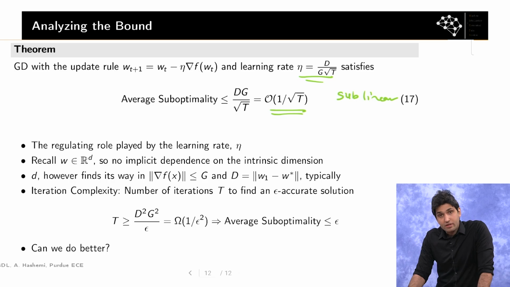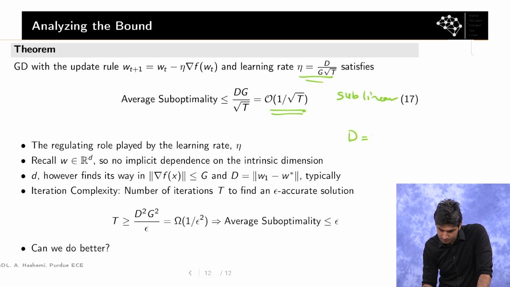One drawback of this step size is that it depends on D, which is the error at initialization, and G. So these two constants are not necessarily known in practice. For instance, to know D, we have to have an idea where the optimal solution, or where one of the optimal solutions, is located. This is a quantity that we don't know, therefore we don't know D, right?